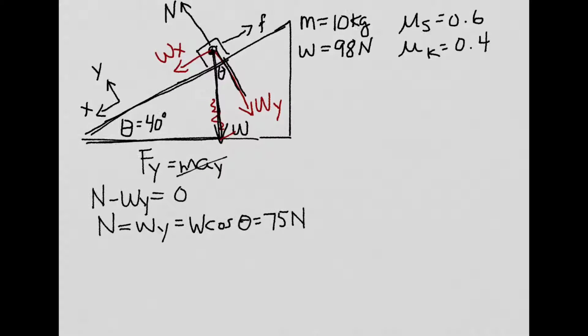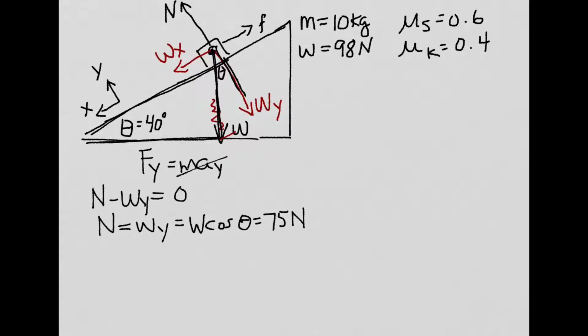Okay. So the mass is being pulled into the ramp, perpendicular, by Wy, and that's a force of 75 newtons. And then the ramp is pushing up on the mass 75 newtons with the normal force. So we have the component of gravity pushing in, and we have the normal force pushing out.